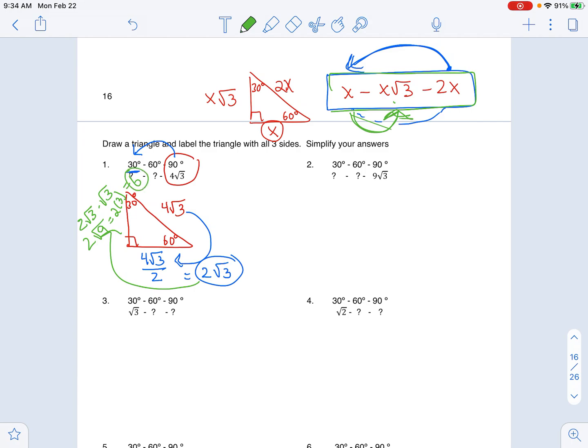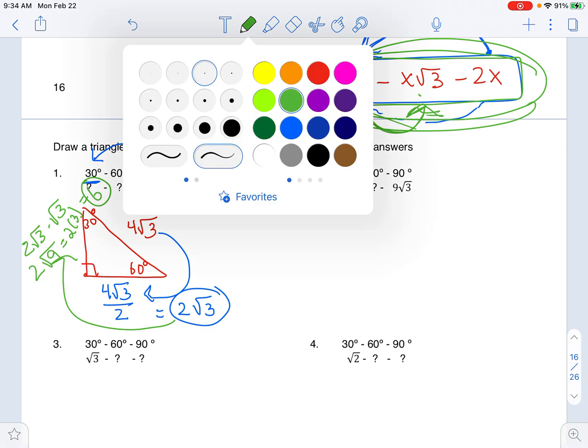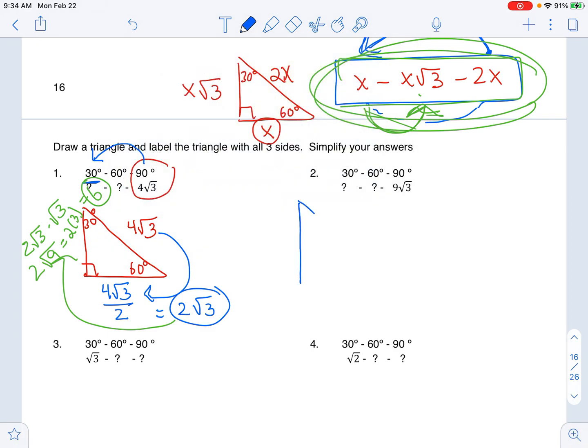Okay, so there's lots of steps here. This is the key right here. If you're going forwards to make things bigger, you multiply. If you're going backwards, you divide by the number in the front. Okay, so let's try the next one. So draw your triangle. Label one angle as 30, the other one is 60. I'm giving you the 90-degree side again, which is this one.